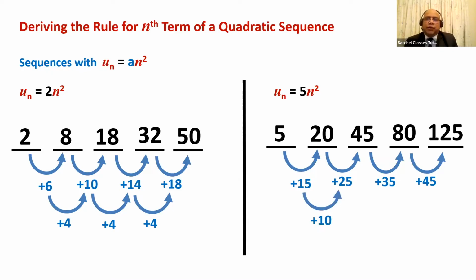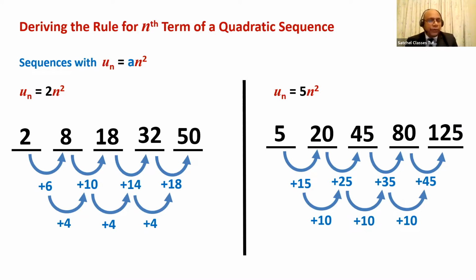Well, 25 minus 15 is 10. 35 minus 25 is 10. 45 minus 35 is 10. Once again, as expected, that second difference is constant. Now, here's the interesting thing.